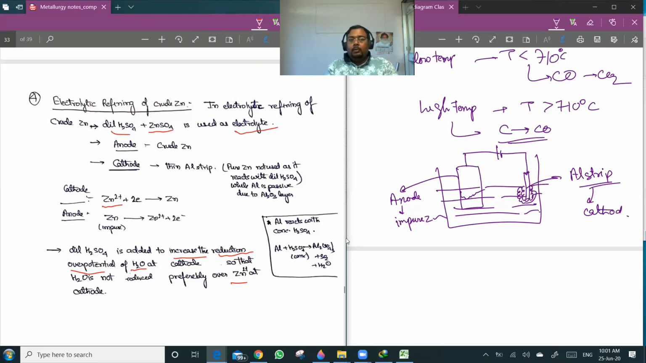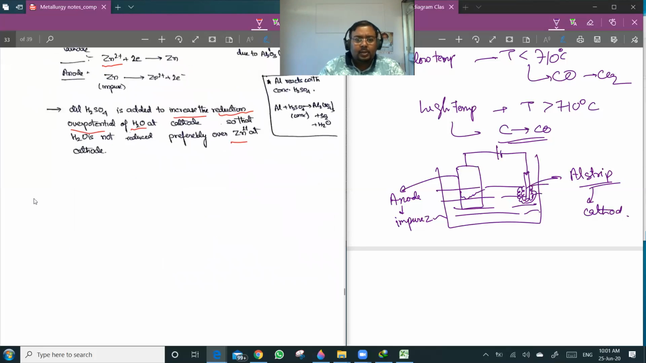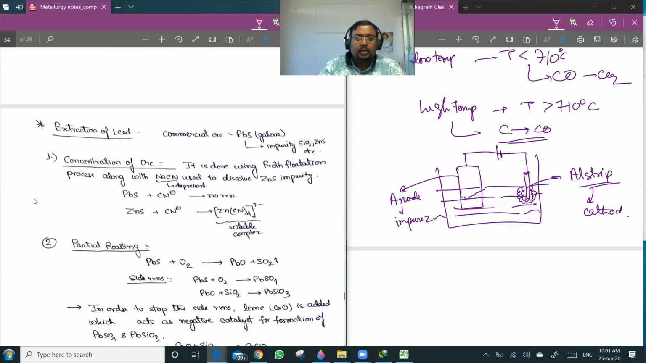So this is how we do the electrolytic refining of crude zinc. With this, we are done with the refining of crude zinc and the metallurgy of zinc. After this, the next one is extraction of lead.